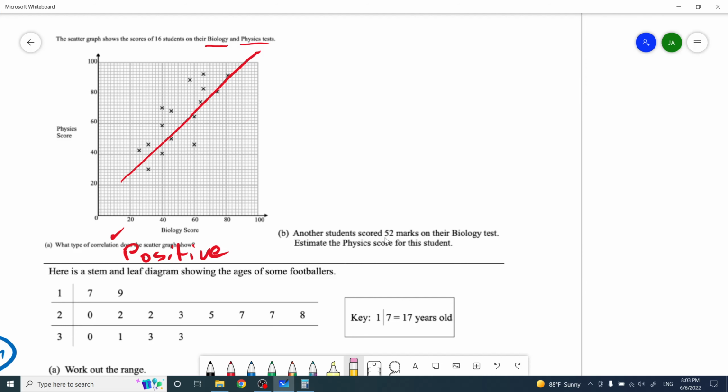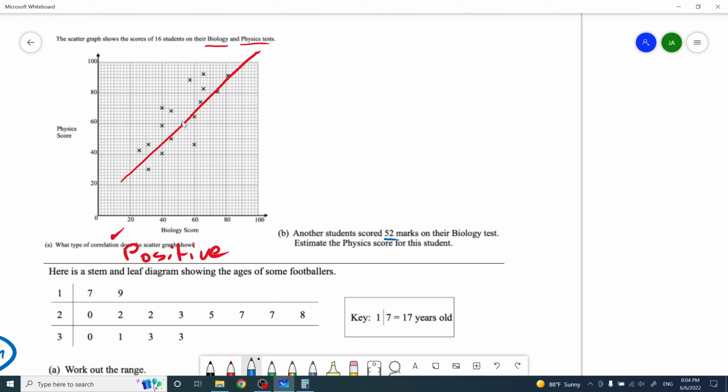Okay, so another student scored 52 marks on their biology test. Let's estimate the physics score for this student. So if I have some kind of line of best fit, we're going to go ahead and say that this is my line of best fit. So we're going to go ahead and find 52 marks on their biology. So we go over, find 52, so there's 40, that's 50, that's 52. So we're going to follow this all the way up to right about where this line is.